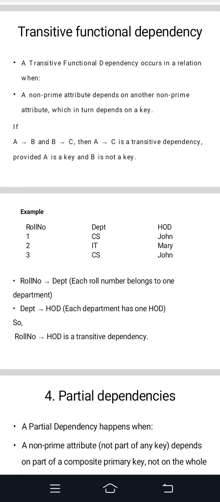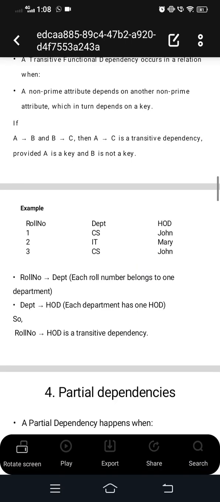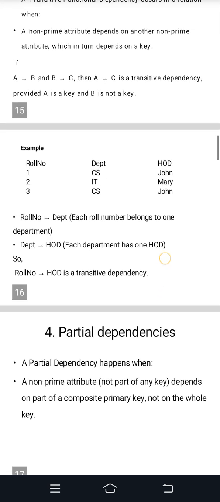A transitive functional dependency occurs in a relation when a non-prime attribute depends on another non-prime attribute, which in turn depends on a key. If A depends on B and B depends on C, then A indirectly depends on C. It is a transitive dependency provided A is a key and B is not a key.